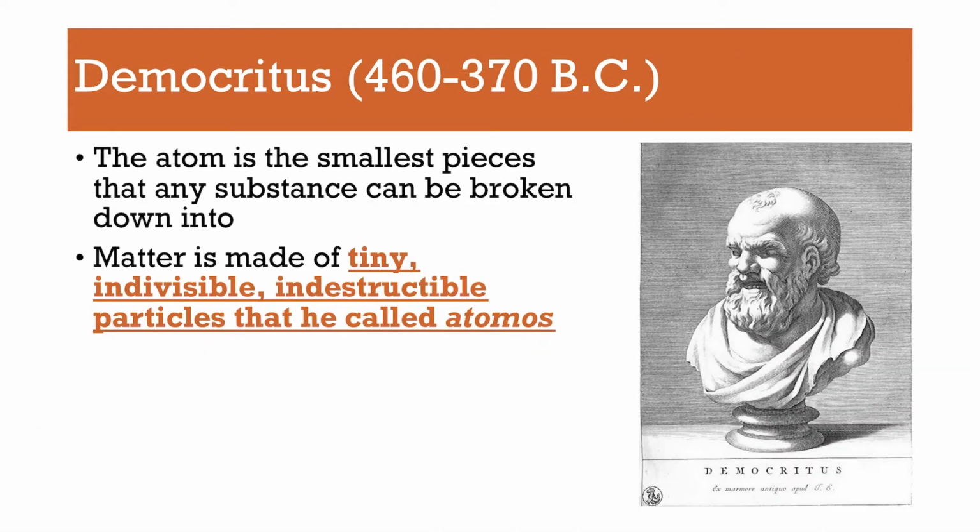So let's travel back to ancient Greece, where this dude named Democritus is studying the atom. What he said between 460 and 370 BC, so literally over 2,000 years ago, is that the atom is the smallest piece that any substance can be broken into, and there are these tiny, indivisible, indestructible particles that he called atoms. So everything was made up of indestructible spheres, and he called them atomos.